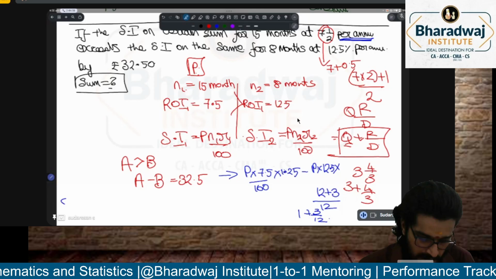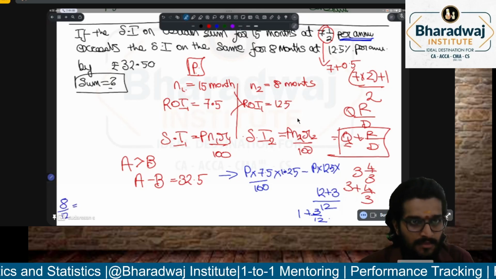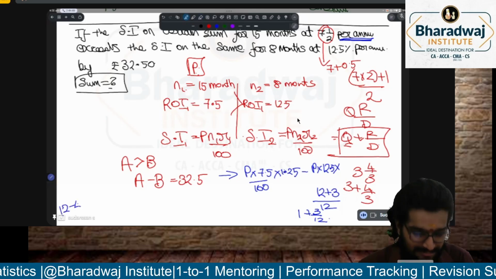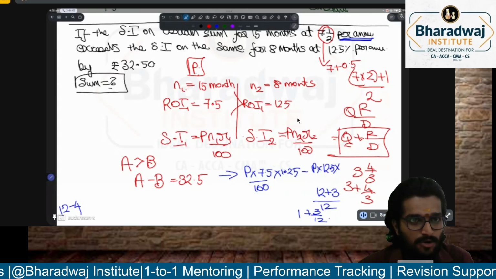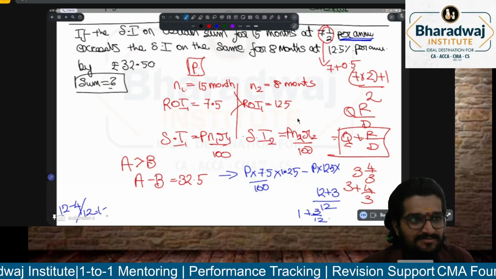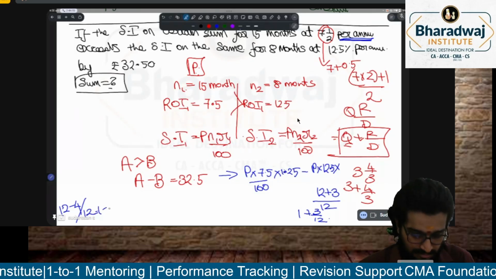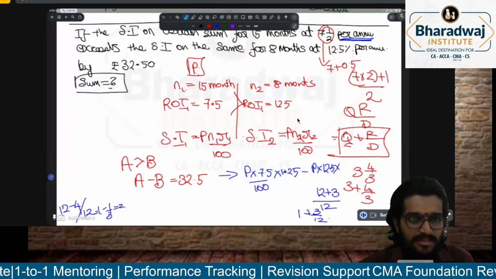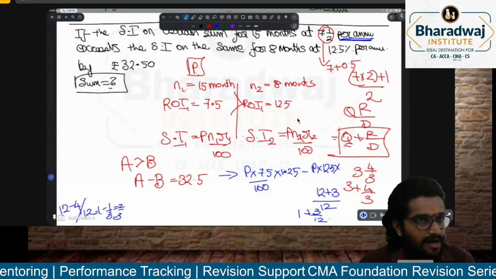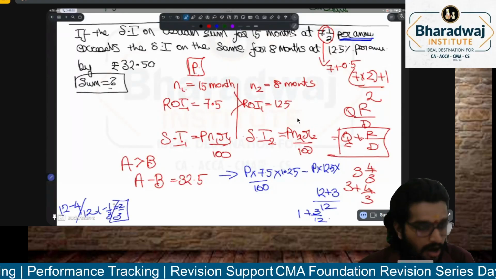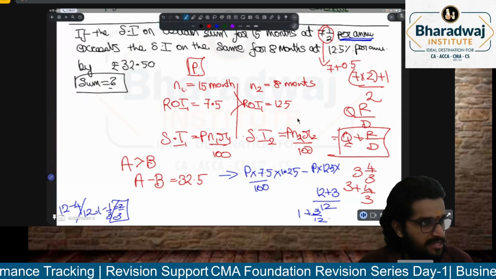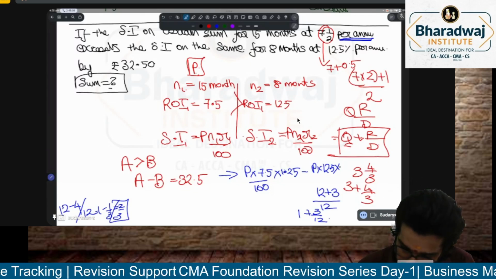Can I write this 8 months as 12 minus 4, 1 minus 1 by 3? Yes or no? 2 by 3. 0.67 is the right answer, I am not denying it. But you should be able to know how to write that 0.67 as a fraction also. It's 2 by 3 only. So I am writing it as 2 by 3.